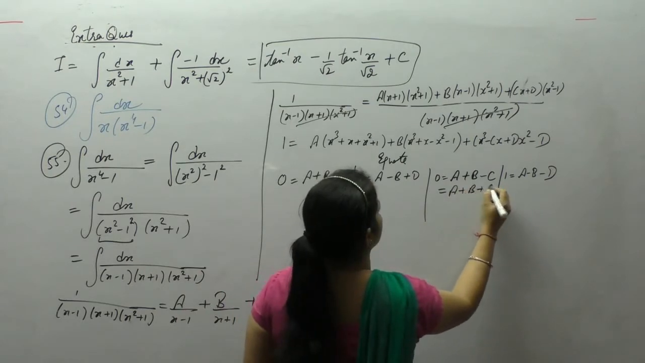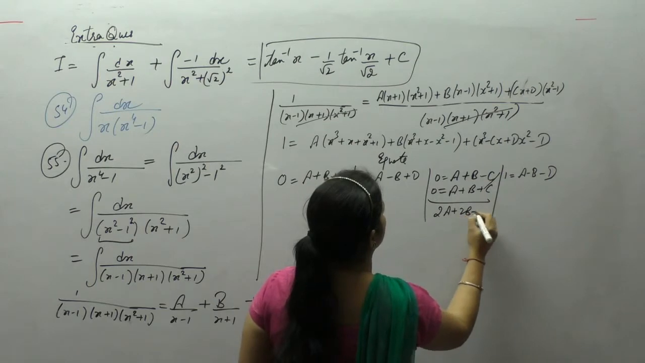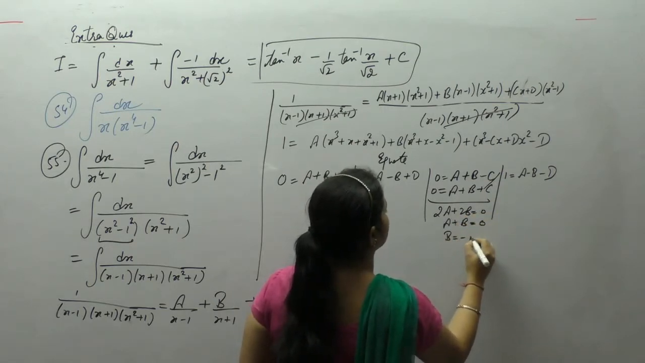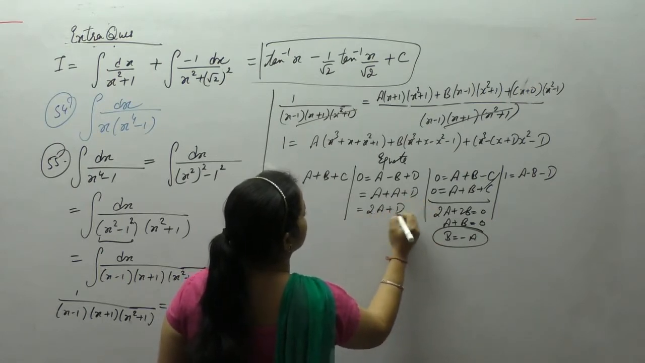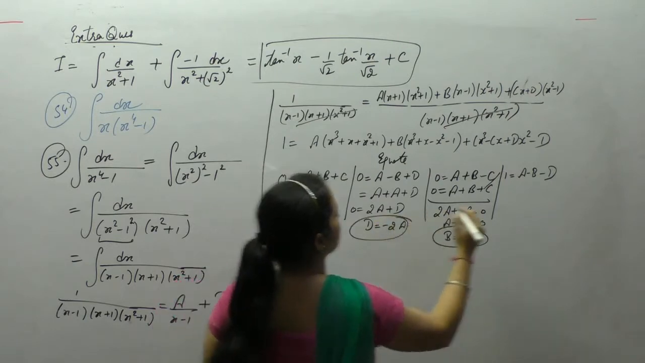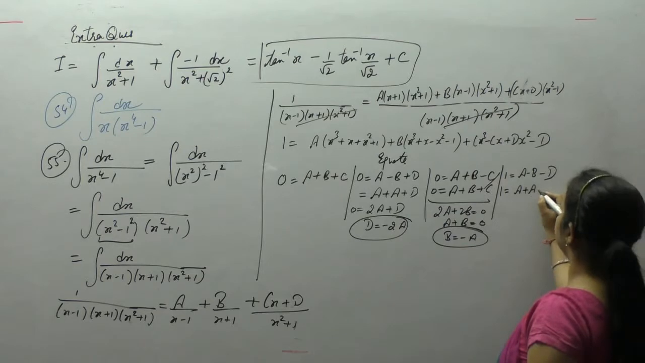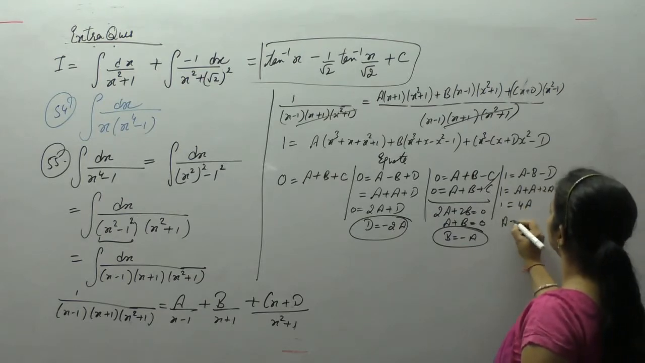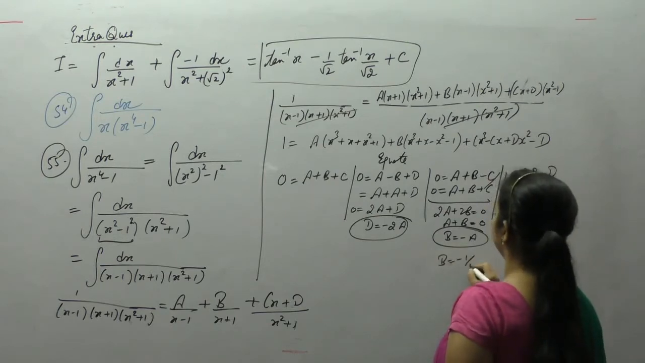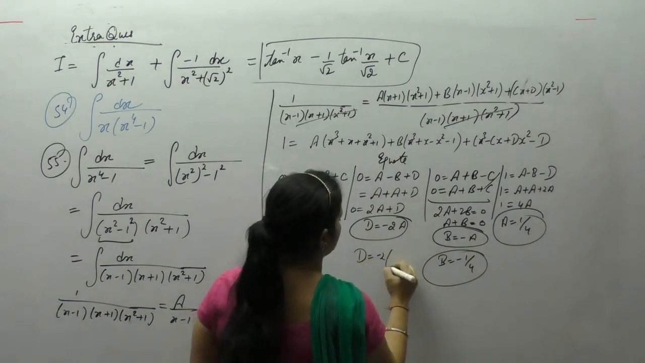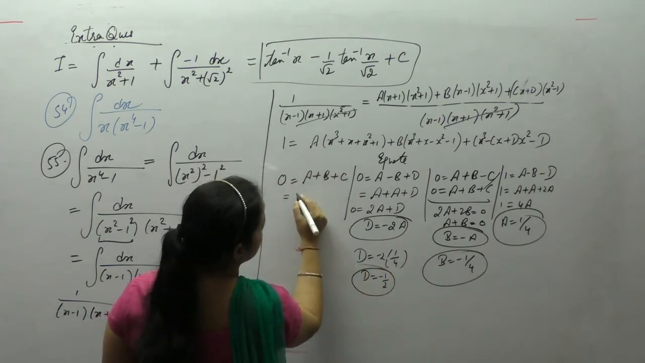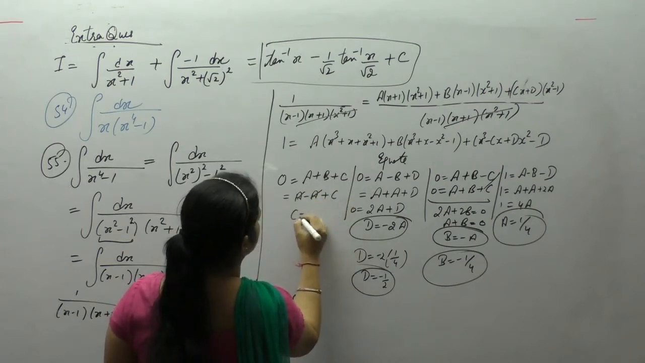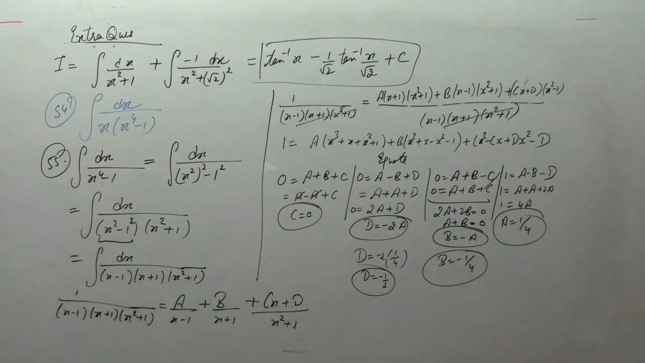a plus b plus c is 0, and 2a plus 2b is 0, so b is equal to minus a. Put the value of b here, minus a: 2a plus d, so d equals minus 2a. b is minus a and d is minus 2a. So a is 1 by 4, b is minus 1 by 4, c is 0, and d is minus half.